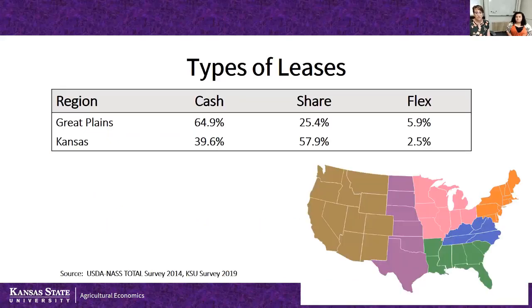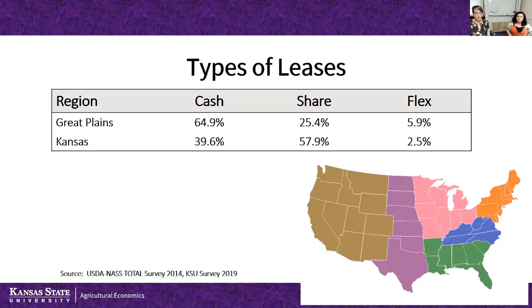Here you can see in the Great Plains, according to USDA, we're 64% cash, 25% share, and 5% flex. And actually in Kansas, according to our survey, we have a lot more share than we do fixed cash leases statewide. Now that varies with portion of the state, but one of the things that you'll notice is that flex leases make up a pretty small percentage of our overall leases.